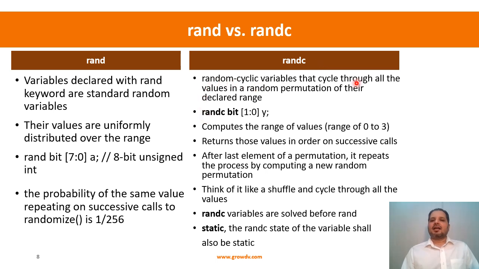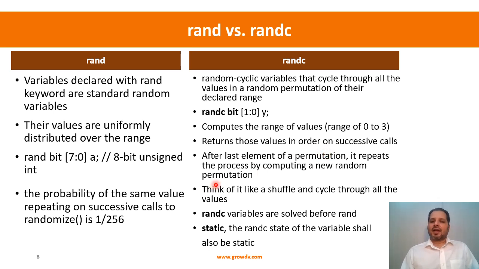Randc is a cyclic variable that cycles through all the values in a random permutation of their declared range. For example, if I declare randc bit [1:0] y, then as a first step it computes the range of values. In this case, the range of values is 0 to 3. Now on successive calls, it returns the values in a particular order.